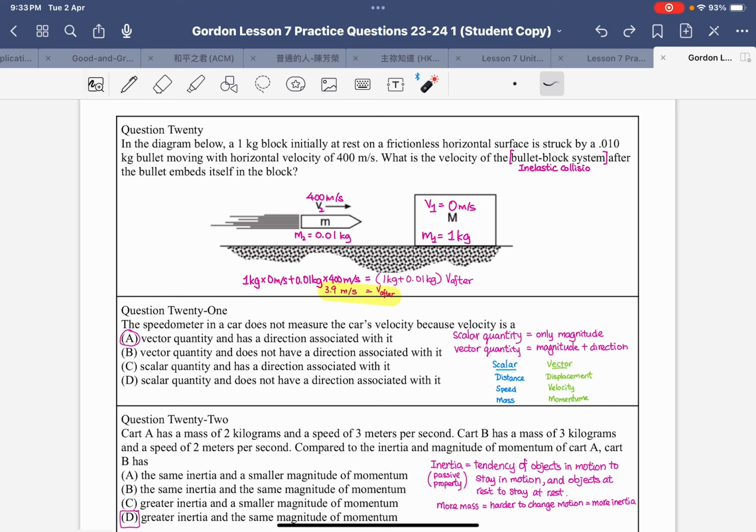Question 20. In the diagram below, you have this, and I've drawn out the mass and the velocity for you. So all you have to do is just sub it in. You know that in the question it says the bullet has been stuck inside the block and they move together after the collision. So you know that you have to use the inelastic collision.